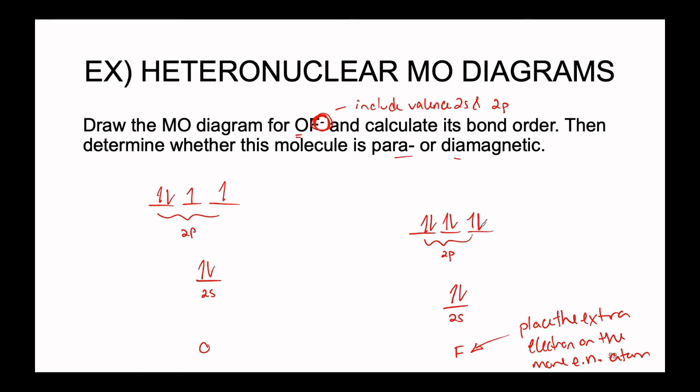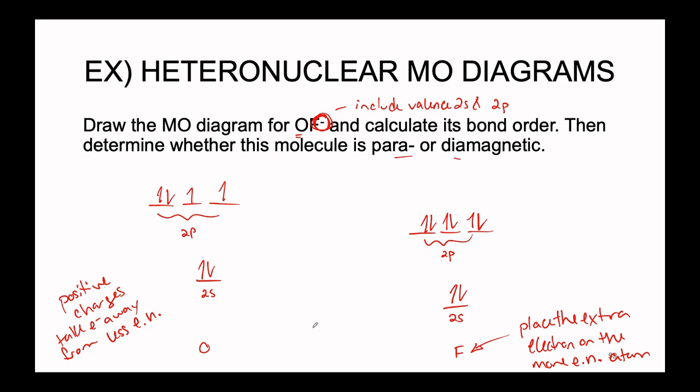on the fluorine. Conversely, when working with a polyatomic ion that has a positive charge, positive charges take electrons away from the less electronegative element. So for instance, if this was OF plus, we would have taken the electron away from the oxygen. All right, so now that we have the atomic orbitals illustrated, let's just combine these together.